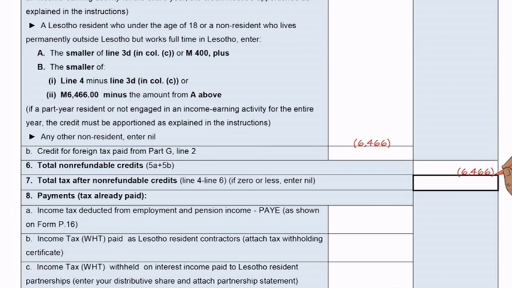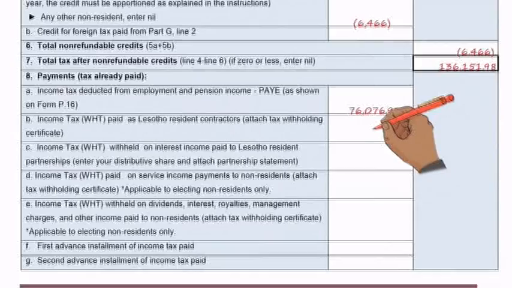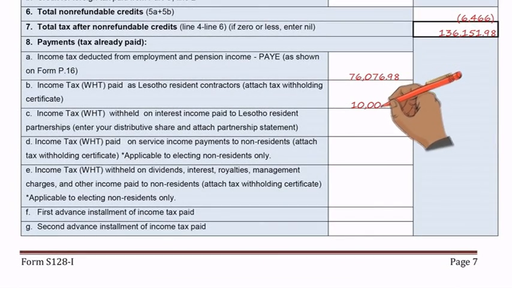8. Payment. A. Income tax deducted from employment and pension income, as shown on Form P16. B. Fill in the source tax, withholding tax, paid as a Lesotho resident contractor. Source tax withheld on interest income paid to a Lesotho resident partnership. The other fields of income tax, D and E, apply to foreign business.